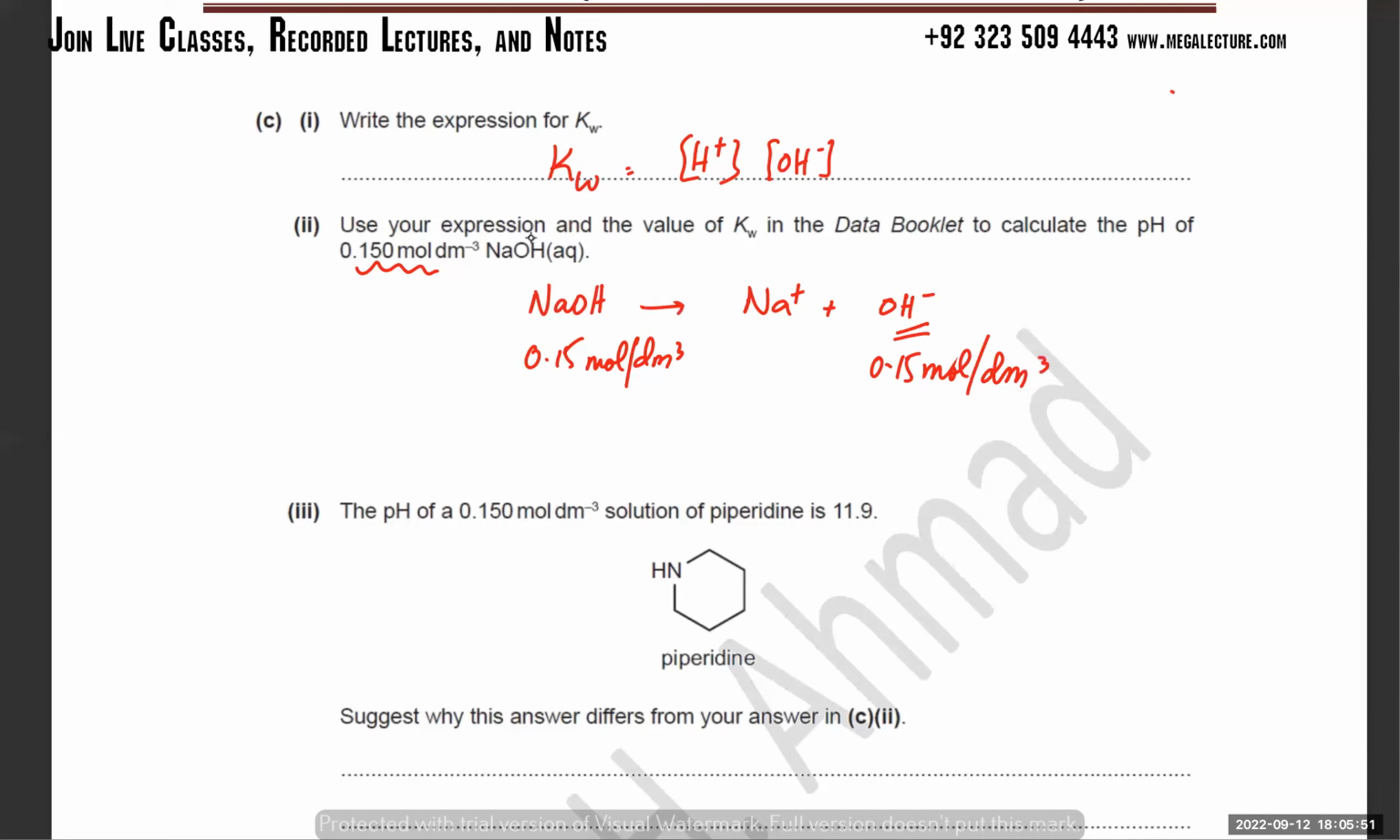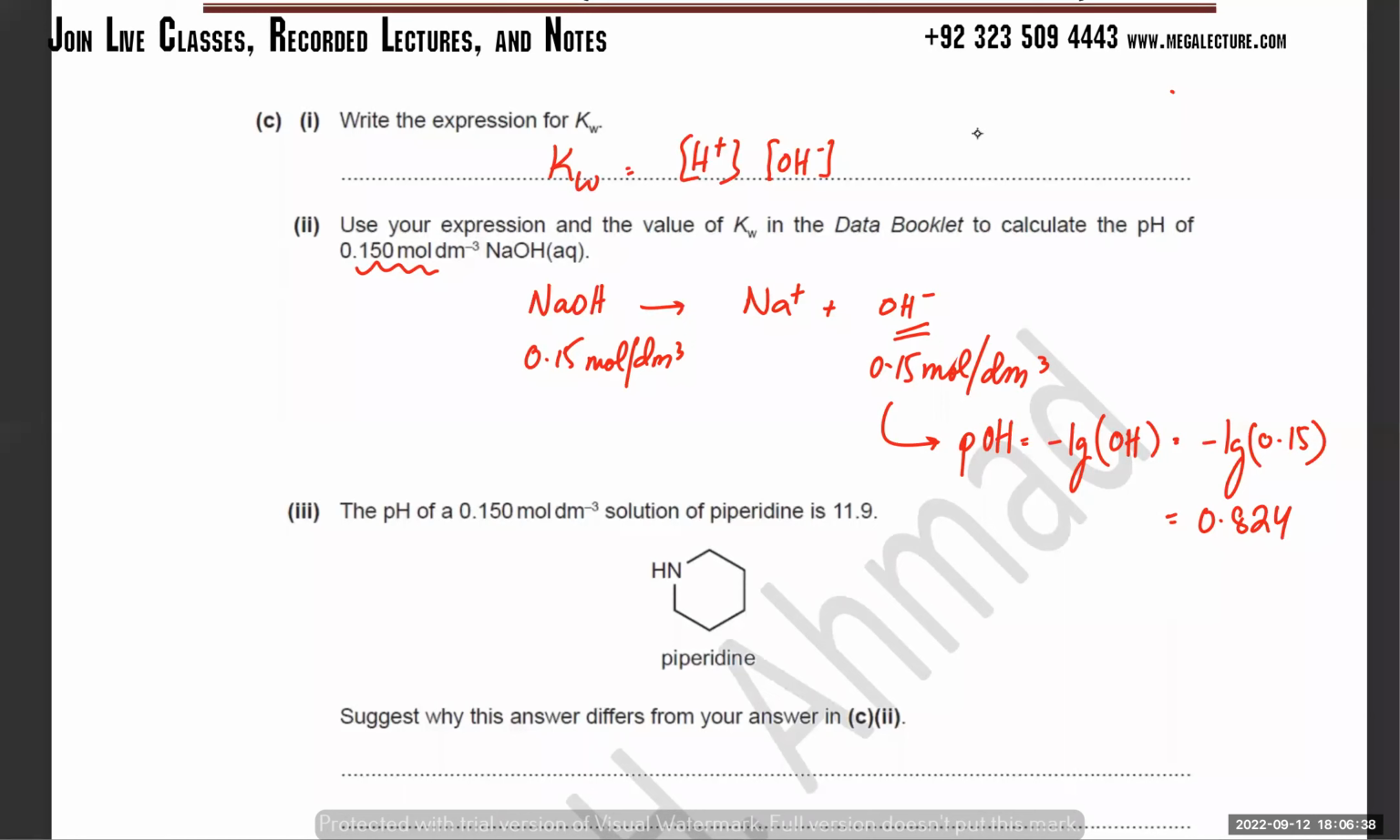And using this you can find pOH. pOH would be the negative log of the concentration of OH- ions, which in this case would be negative log of 0.15. Okay, so quickly tell me what the value for this is. What's the log of 0.15? I'm getting 0.824 for this.